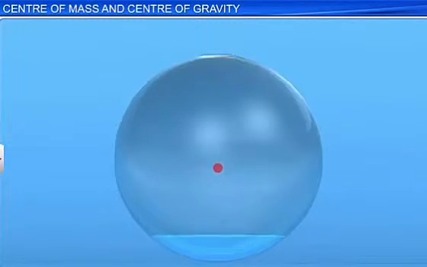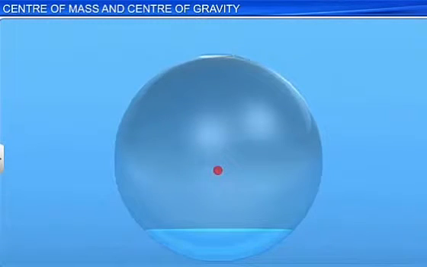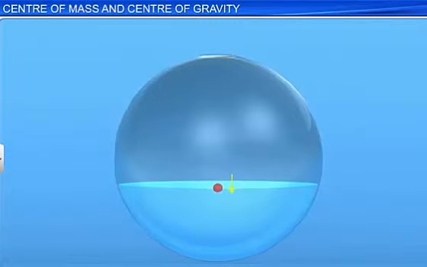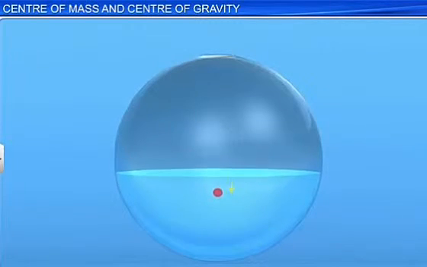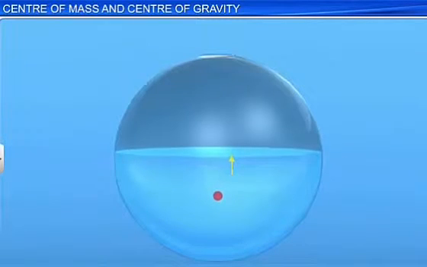As water accumulates, the lower half of the sphere-water system becomes heavier. As a result, the center of gravity starts shifting downwards. When the water level is exactly half, the center of gravity of the sphere-water system reaches its bottommost level.